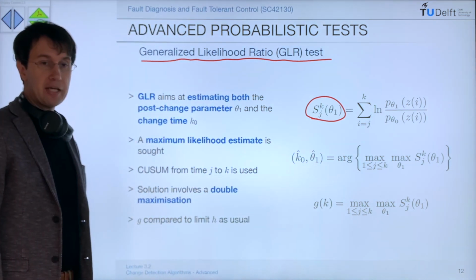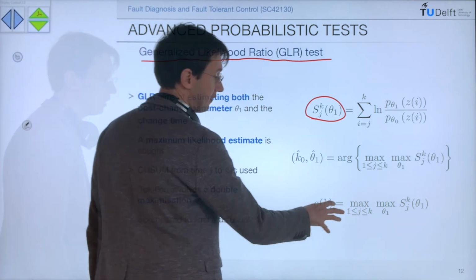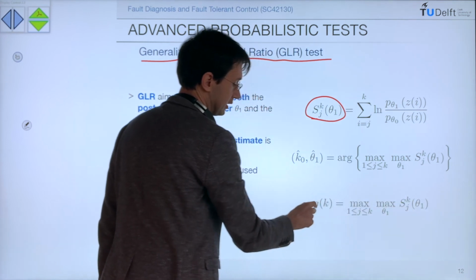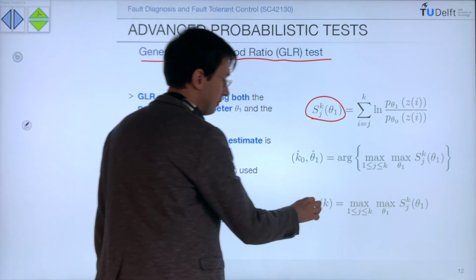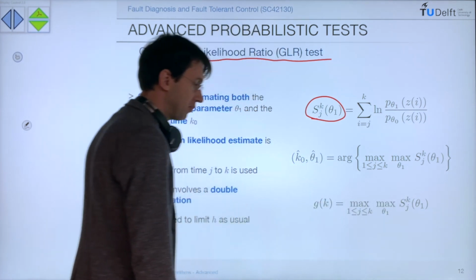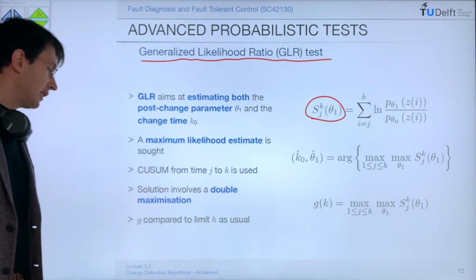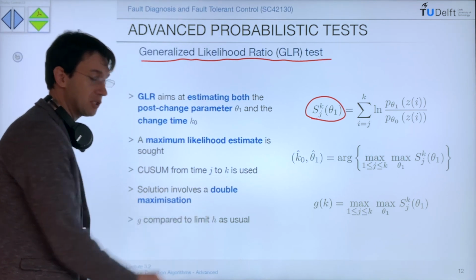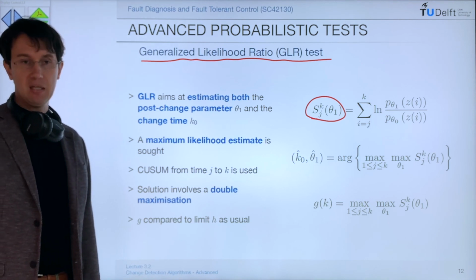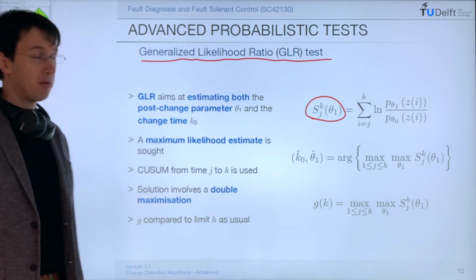Okay, if you're able to find a solution to this double maximization, the value of the goal function is the g, which has the same meaning as the g that we found before. So it is the maximum value of s. And this is going to be compared to a threshold h as before. Okay, now the issue is, can we solve this double optimization problem?